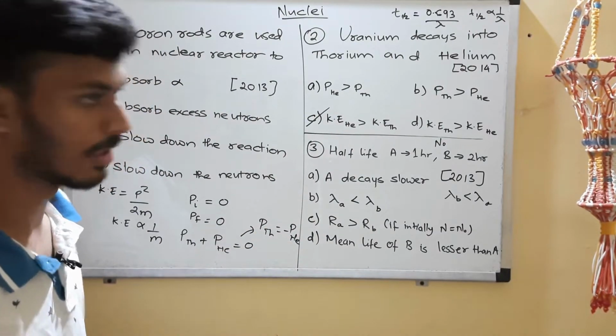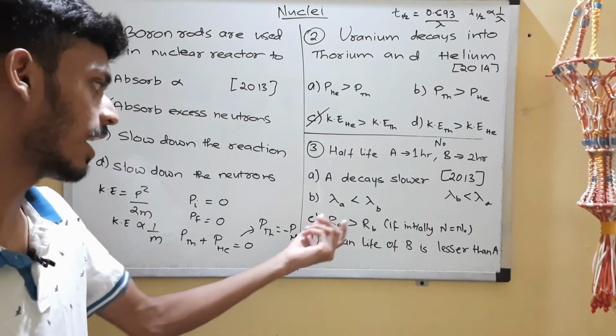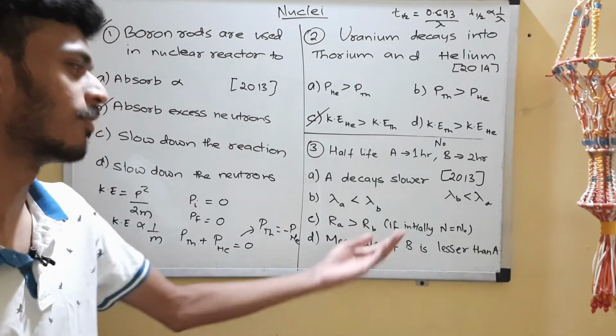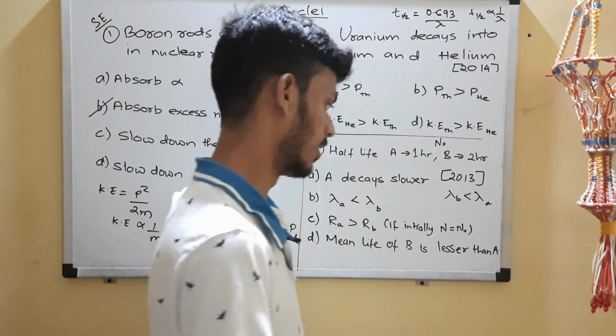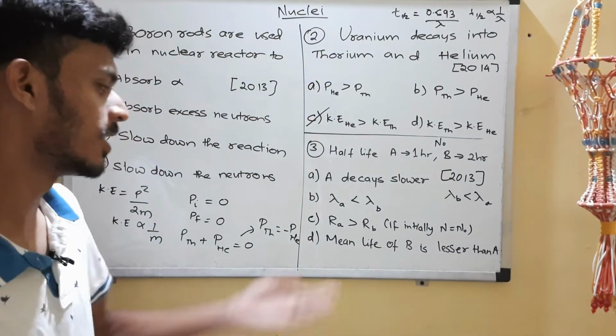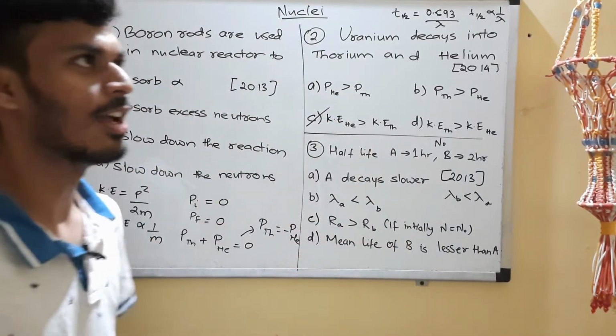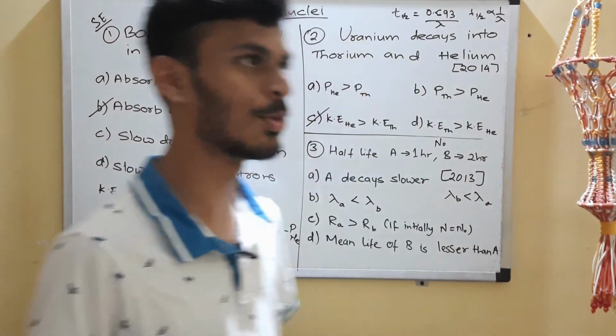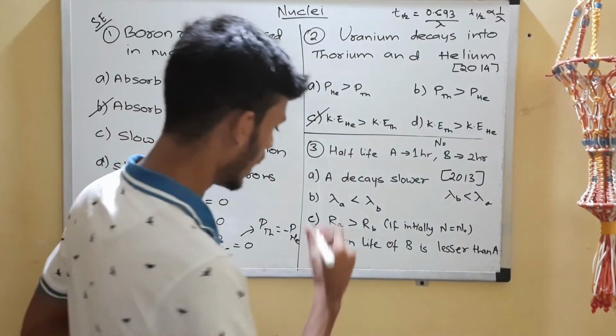C says that the reactivity, basically the rate of A, is greater than rate of B, if both of them begin at the initial concentration N0. Now this is true because you can see over here A decays faster, right? So the rate of reaction for A is faster.